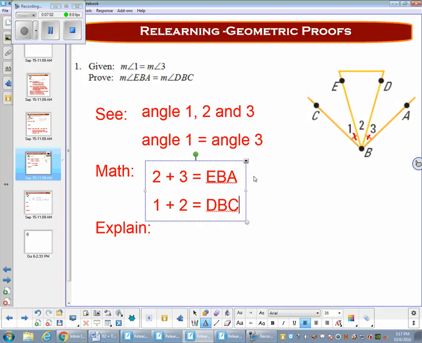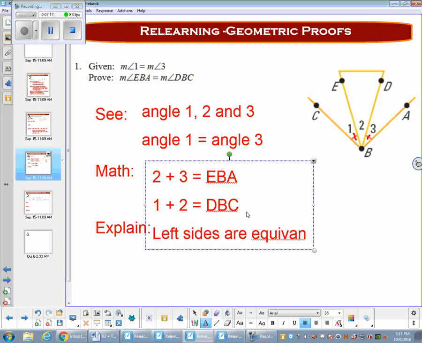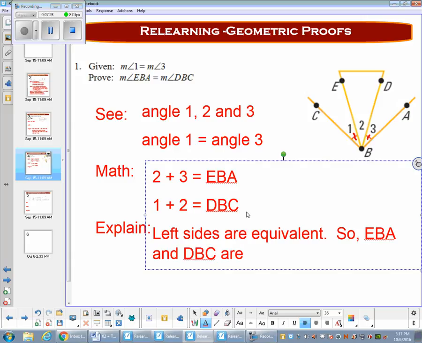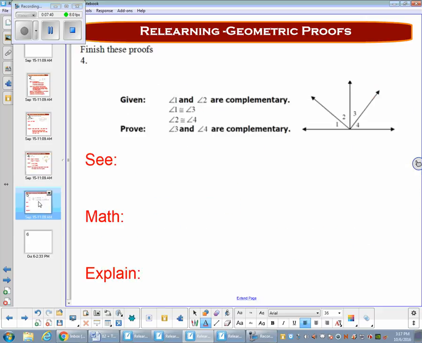We know 1 and 3 are the same. So if 1 and 3 are the same, again, the left sides are equivalent. So EBA and DBC have to be equal. I think that's a good explanation. Or you can use transitive property, or you can use substitution. All of those make sense. All right, I think that's probably good for now.